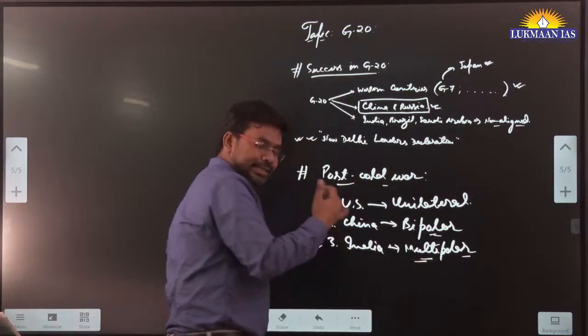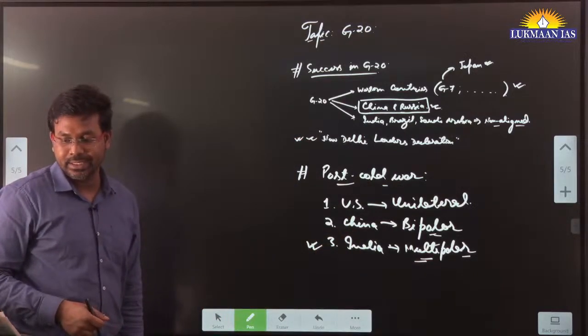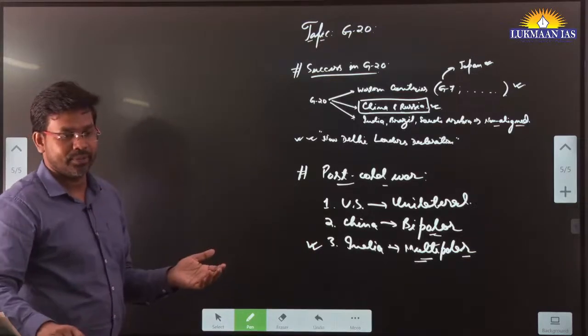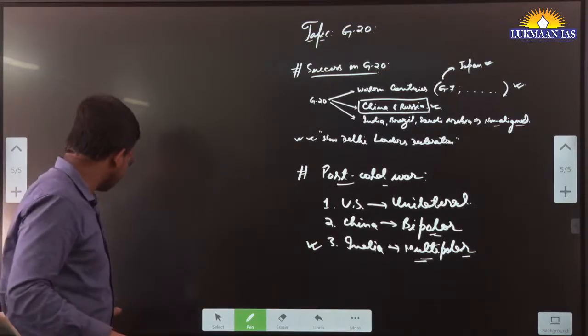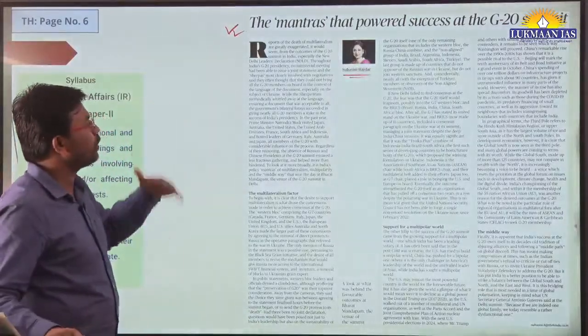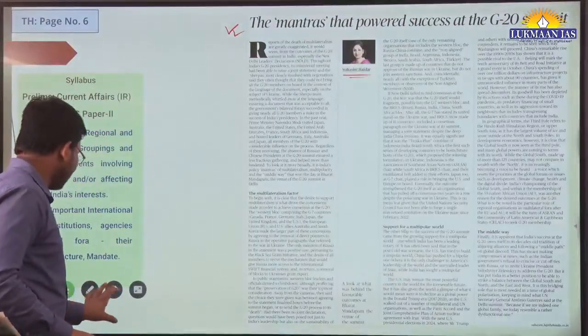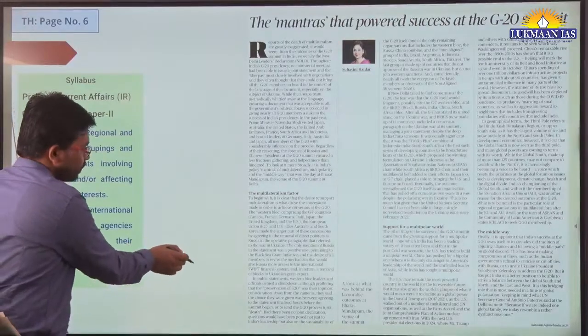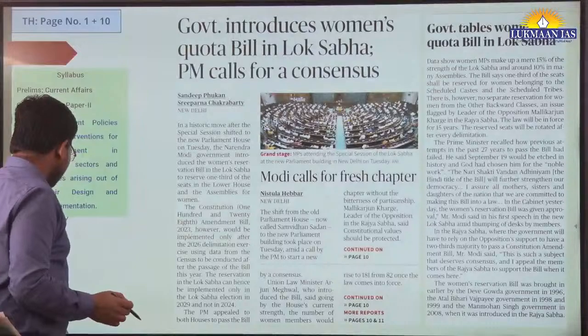So that's the thing. In this article she has mentioned these things, and she has talked about the mantras that powered the G20 summit. We will not go too deep into it, but we just wanted to understand the concepts related to this. So we'll take another topic quickly.